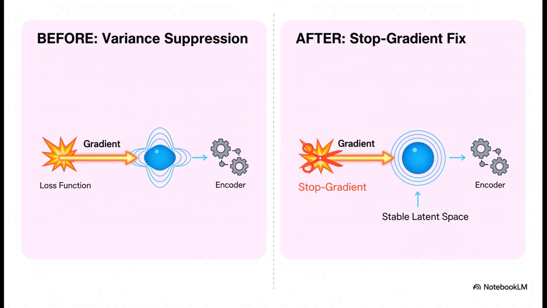The problem was this destructive signal being sent back to the encoder. The solution? Beautifully simple. They just cut the wire. In the code, this is an operator called stop gradient. It acts like a one-way valve. The signal can go out, but nothing can come back. It's like putting up a tiny little roadblock on the information highway that says, nope, you destructive gradient, you can't go back this way. This instantly shields the encoder and lets it build a rich, diverse latent space.